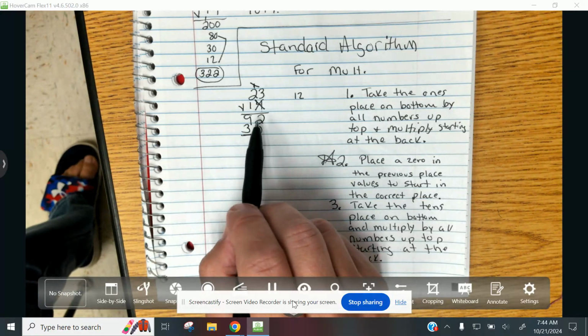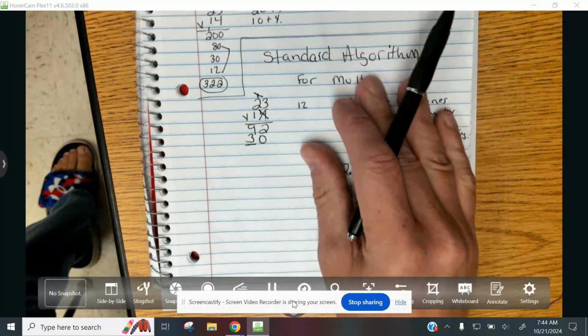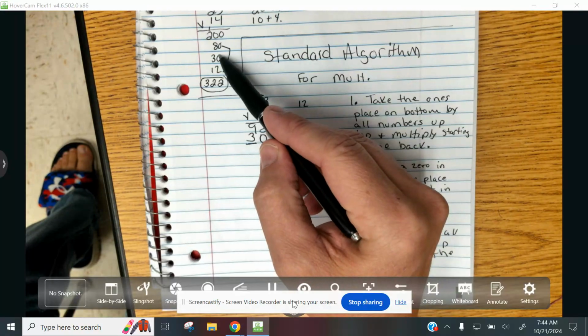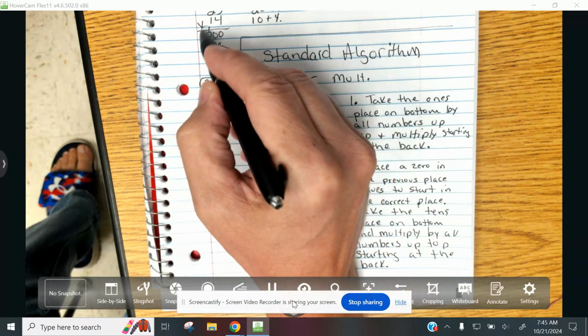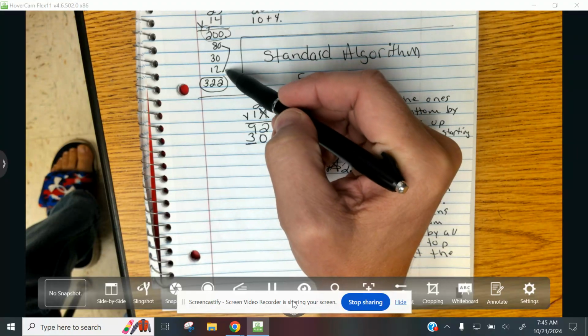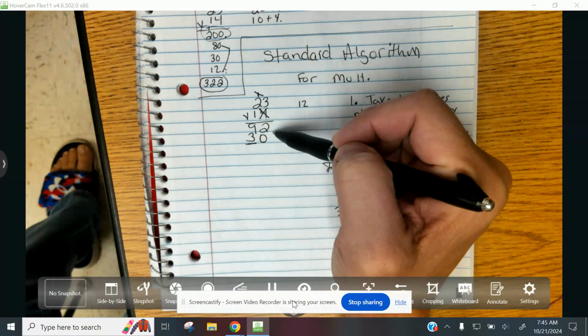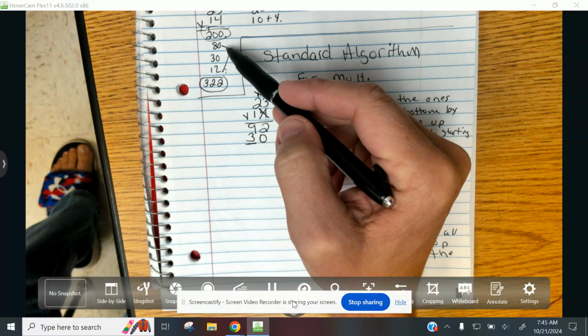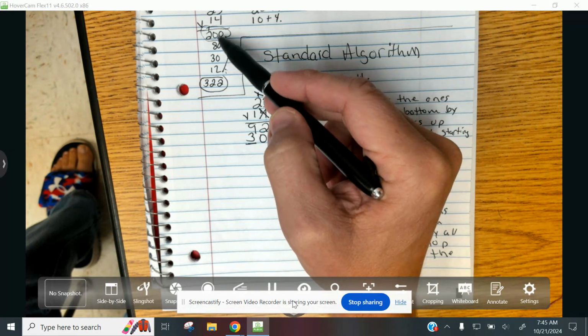The next number, and again, let's compare it up here. So look, there's my 30 right there. Well, the next number I have to get, if you look, I'm missing the 200 from here, right? I did the 12. I did the 80. That's where I got 92. Here, I did the 30, but I'm missing the 200.